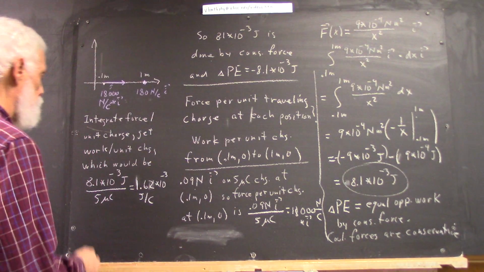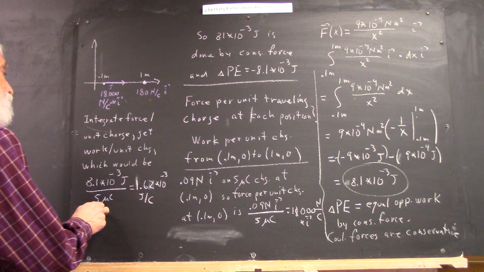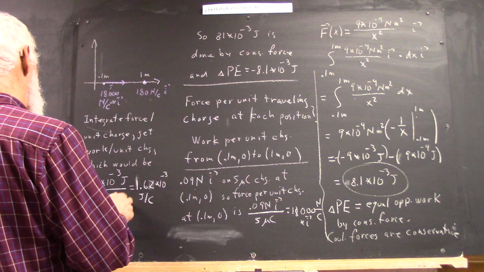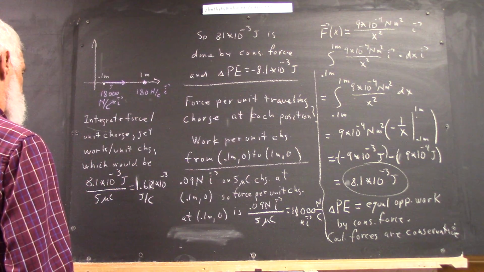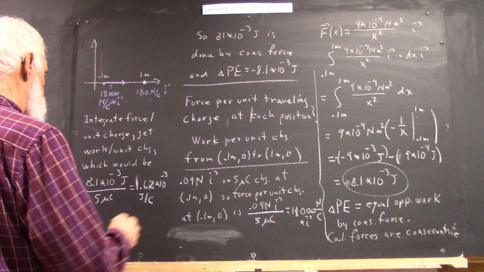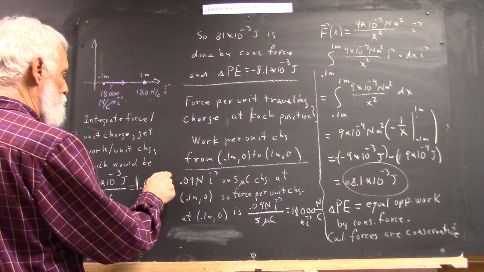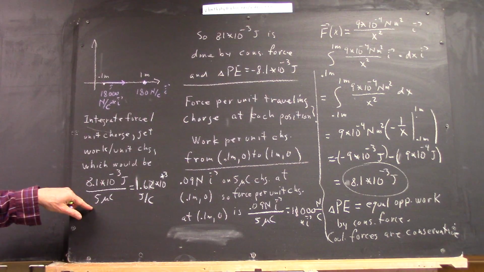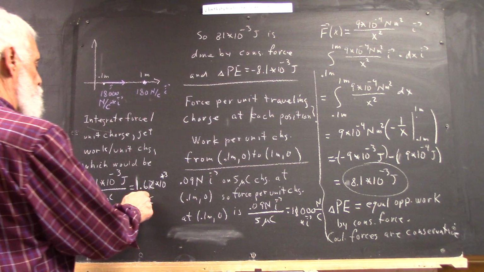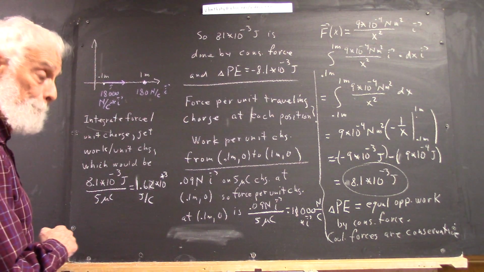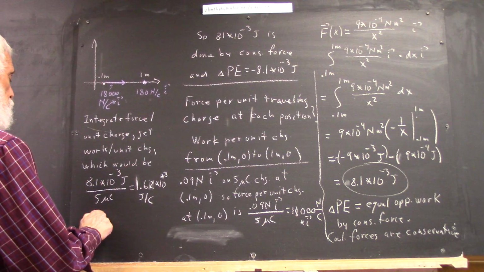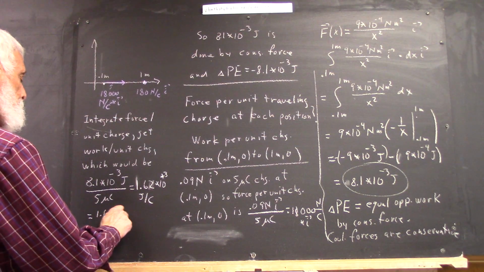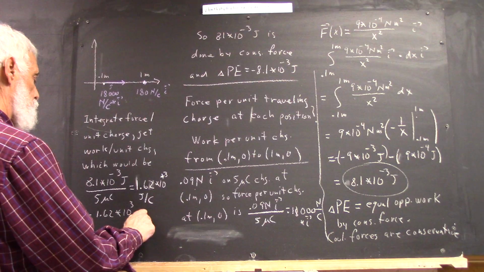It's not negative third, you have negative third, but that's got a negative 6 on it. And the 5 gives you, yeah, it's still the same order of magnitude, but it's going to be times 10 to the plus third, because you're dividing by 10 to the negative 6, right? Okay? And that's joules per coulomb, right? Equals 1.62 times 10 to the third.